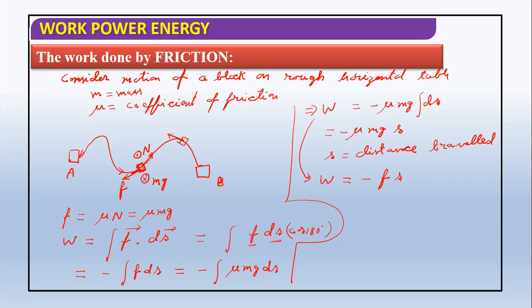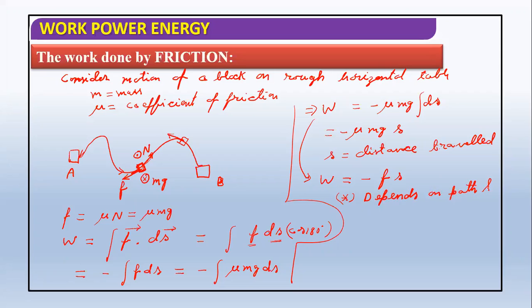So what we can conclude from this situation, the first thing is that the work done by friction in this case is dependent on path. Why is it path? Because it is distance traveled. The distance traveled is actually the path length. So work by friction depends on path.